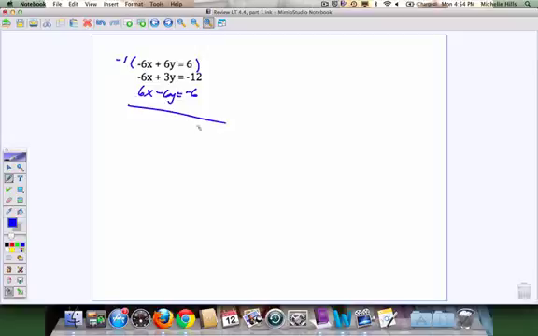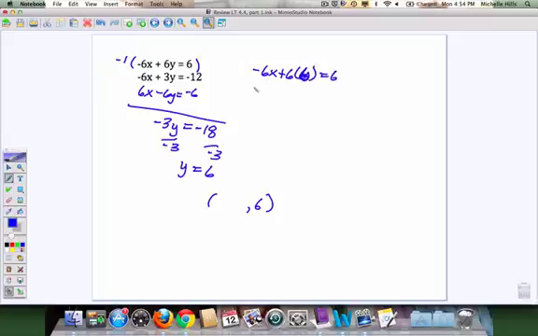Again, multiply everything by negative 1. When I combine these two equations now, I'm going to get negative 3y equals negative 18. And then when I divide by negative 3, I'm going to get y is 6. So I know my answer is going to have an ordered pair where y is 6. Now I just need to go find x. Again, the first equation looks maybe easier to work with. So negative 6x plus 6 times y is 6. Oops. So I'm going to put a 6 in for my y equals 6.